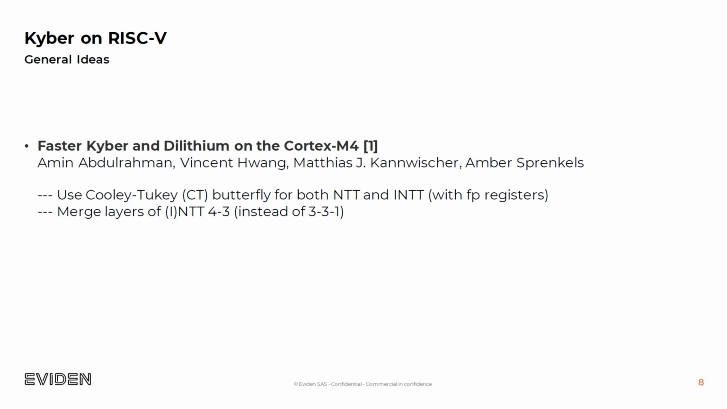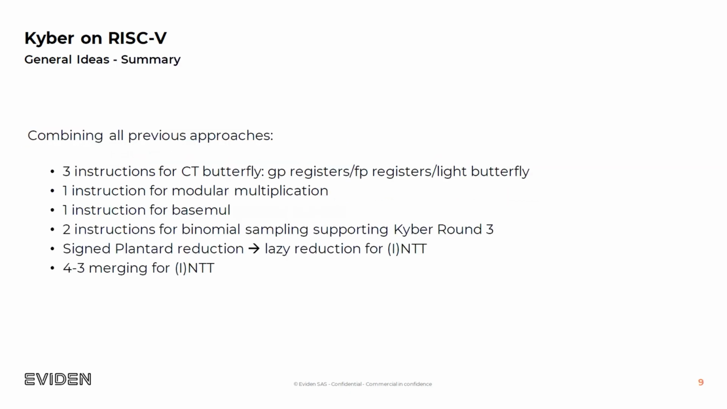And the last one, there are 2 techniques that we have taken from Faster Kyber on Cortex-M4 by Abdulrahman, Hwang, Kannwischer, and Sprenkels. We will use the Cooley-Tukey butterfly for both NTT and inverse NTT with the set of floating point registers, and we will merge layers of NTT and inverse NTT with a ratio 4:3 instead of 3:1 like in previous works. So by combining all the previous approaches, I've introduced 3 instructions just for the Cooley-Tukey butterfly. One using the twiddle vector from a general purpose register, one directly from the floating point register, and one just for the light butterfly, in which the twiddle vector is 1.